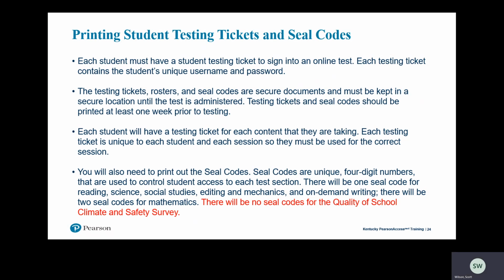Additionally, you'll need to print out your seal codes. The seal codes are unique 4-digit numbers that are used to control the student access to each test section. There's only one seal code for reading, science, social studies, editing and mechanics, and on-demand writing. There are 2 seal codes for mathematics. One note, there are no seal codes for the quality of school climate and safety survey.